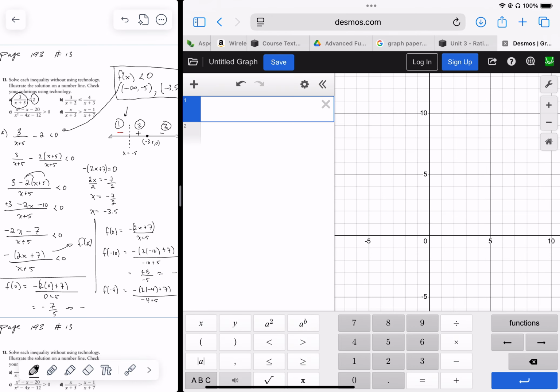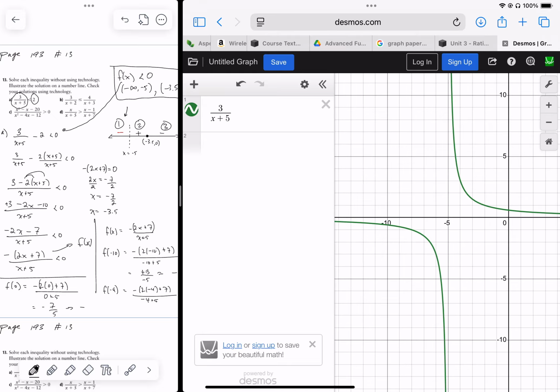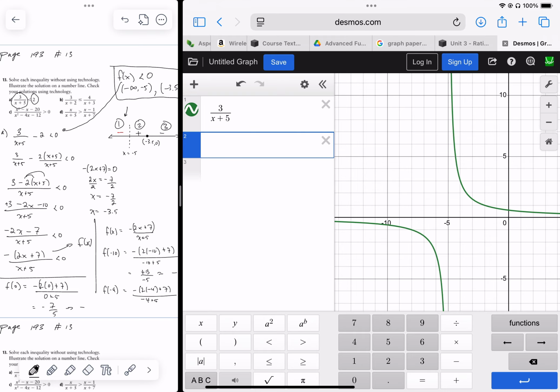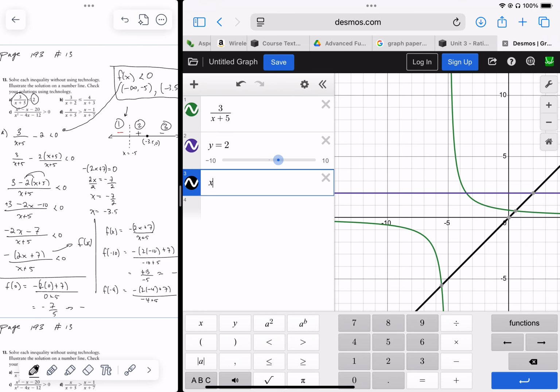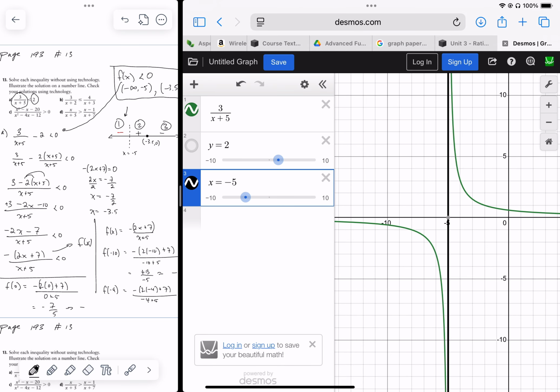So I'm going to go 3 over x plus 5. Okay, so we're over here. You can see there's the vertical asymptote. And then additionally, I'm going to put the graph y equals 2. Okay, and just to help us, I'm going to put the x equals -5, the vertical asymptote. Okay, so there's our graph. That's what that thing looks like. And if I didn't have the y equals 2, that would be the rational expression. It'd be a horizontal asymptote at 0 and a vertical asymptote at -5.